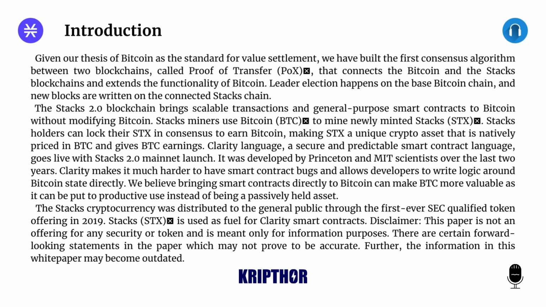Clarity Language, a secure and predictable smart contract language, goes live with the Stacks 2.0 mainnet launch. It was developed by Princeton and MIT scientists over the last 2 years. Clarity makes it much harder to have smart contract bugs and allows developers to write logic around Bitcoin state directly. We believe bringing smart contracts directly to Bitcoin can make BTC more valuable, as it can be put to productive use instead of being a passively held asset. The Stacks cryptocurrency was distributed to the general public through the first-ever SEC-qualified token offering in 2019. Stacks, STX, is used as fuel for Clarity smart contracts.